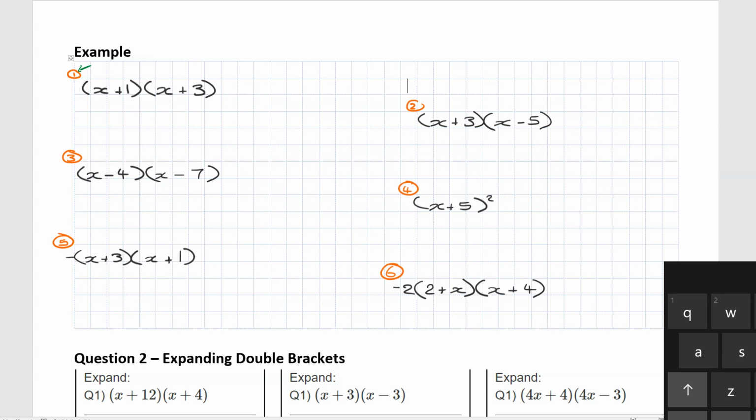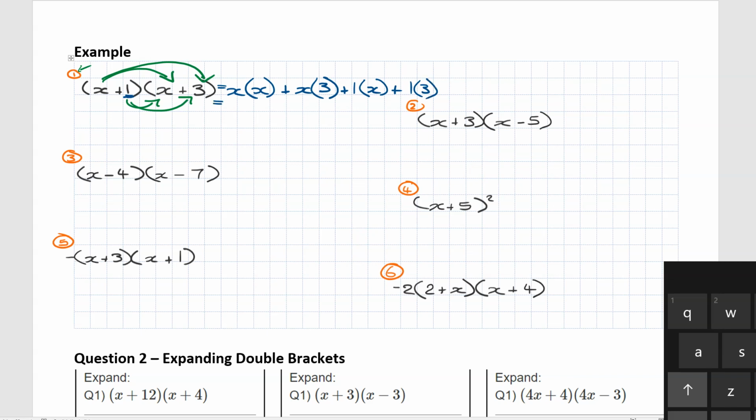First thing we need to do is expand that using the first x. The x is going to multiply with the other x and then the 3. Now the second stage is the 1 is going to multiply out by this. So what that's going to look like is we're going to get x times x plus x times 3 plus, now we're moving on to the 1 times x plus 1 times 3.